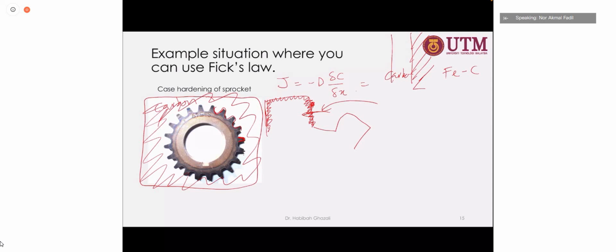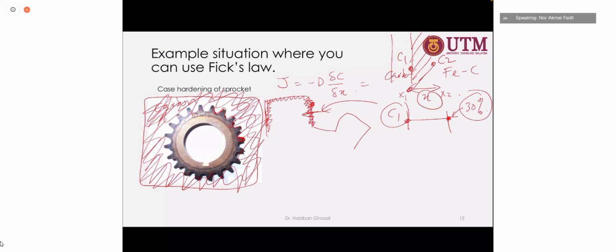You want to harden up to this level, which is X. This is X1, this is X2. This is concentration 1, this is concentration 2. The distance here is where you want a certain concentration of carbon to be achieved. Let's say you want it to have 30% carbon, or a concentration value of carbon at this point. This concentration 1 is the concentration of carbon in the container of the case hardening process. That's C1, and this is your objective.